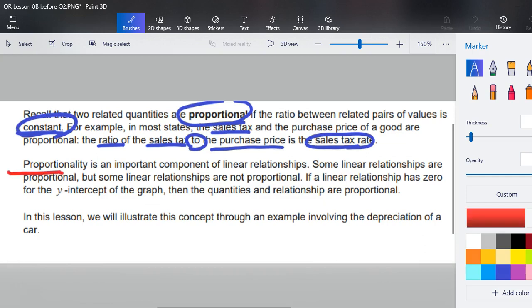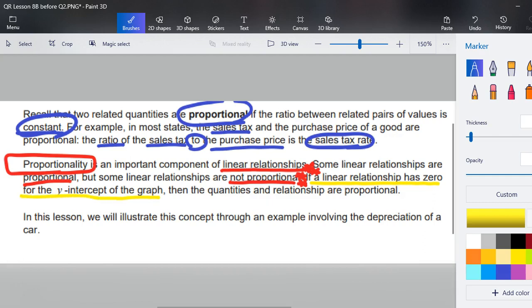Proportionality is an important component of linear relationships. Some linear relationships are proportional, but some linear relationships are not proportional. If you want to highlight, underline, put stars, let an alarm go off right here, this is where it needs to happen. If a linear relationship has 0 for the y-intercept of the graph, then the quantities and relationship are proportional. Underline it, highlight it, read it again, think on it.